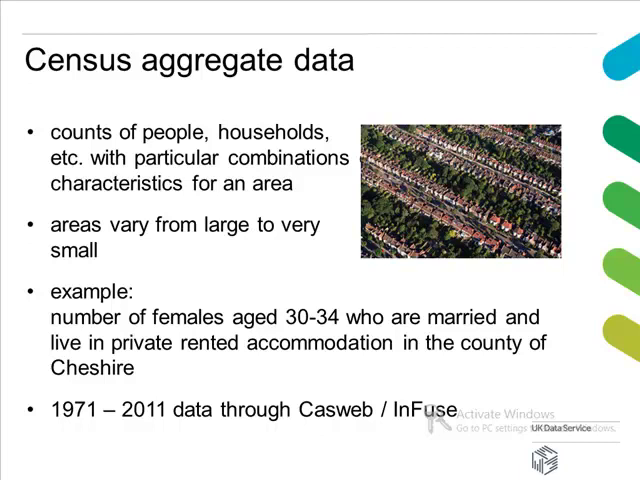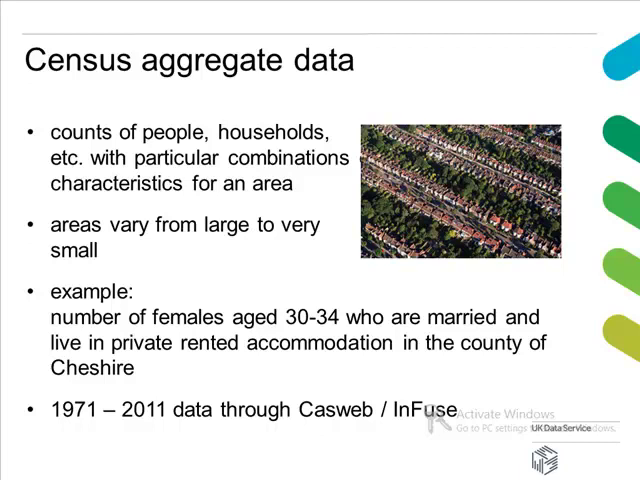So, census aggregate data. We talked already a little bit about aggregate data. For the census, it's usually counts of people and households, but there are a few other ones, with particular characteristics or combinations of characteristics for an area. And the areas, as I mentioned earlier, vary from very large, up to UK level, down to very small areas, and things like wards, districts, counties, and so on.